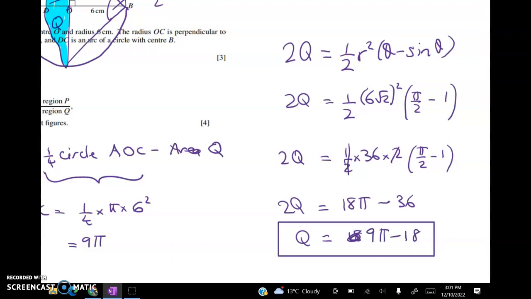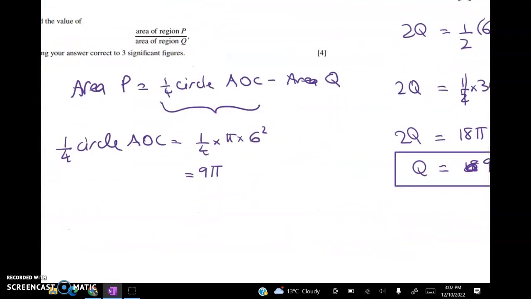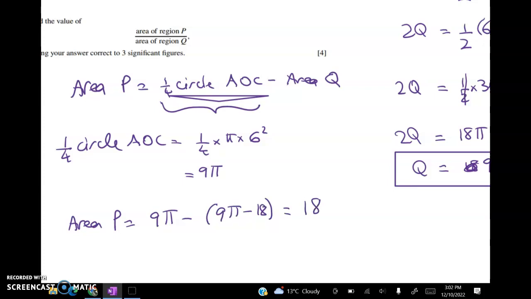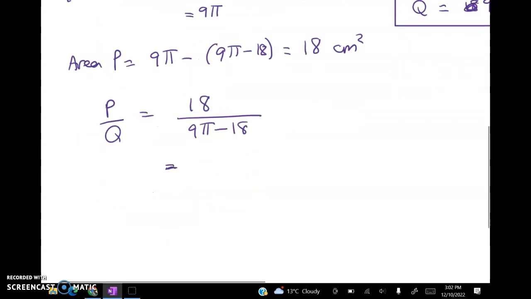So that's good. And now we're going to work out what P is equal to. So area P is equal to 9 pi from the quarter circle, take away 9 pi minus 18, which leaves me with simply 18, and the area is centimetres squared. So the ratio that we have to find is P over Q. It's going to be 18 over 9 pi minus 18. And there's no way to do an exact value with that beyond that, so I'd give that a full mark.